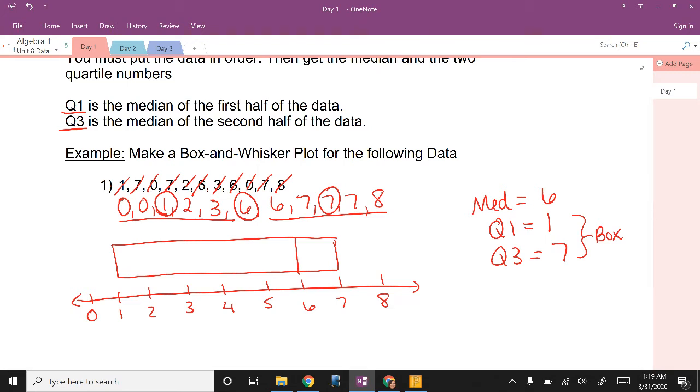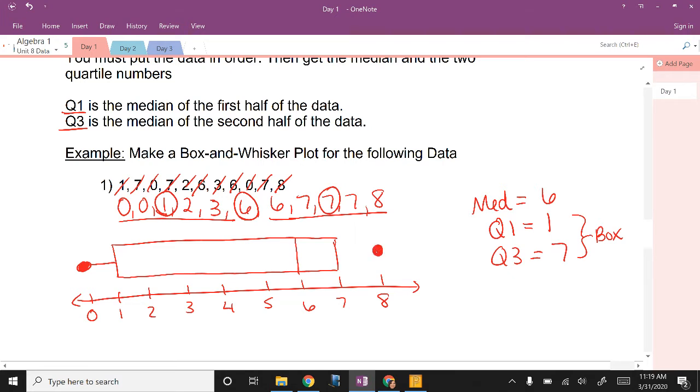This is also called a box and whisker plot. So your whiskers come from your lowest and your highest numbers in your data. So my lowest number of all my data is 0. So I'm going to make a dot at 0, and I'm going to connect that with a line to my box, and that is called a whisker. Same thing, my highest number of all my data is an 8.